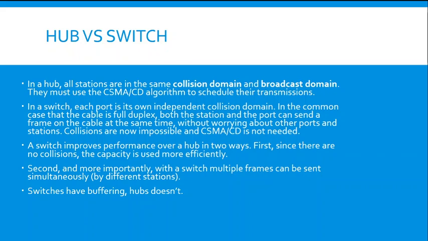A switch improves performance over a hub in two ways. First, we don't have any collisions and the capacity is used more efficiently. And secondly, with a switch, multiple frames can be sent simultaneously by different stations. And switches have buffering while hubs don't have it.